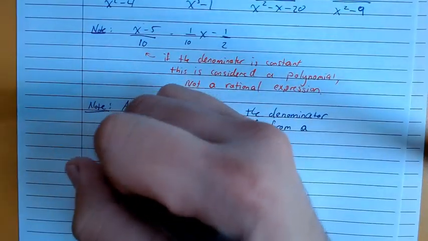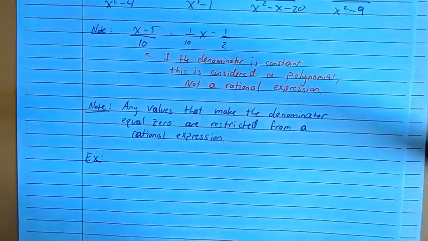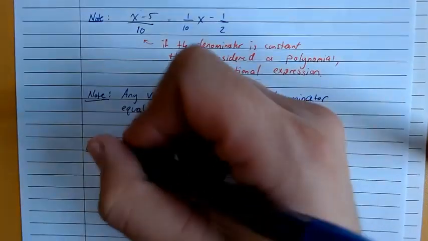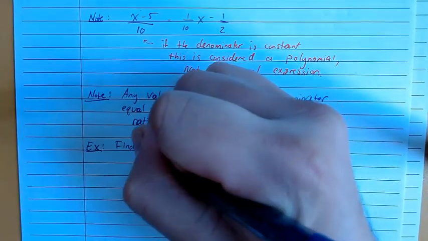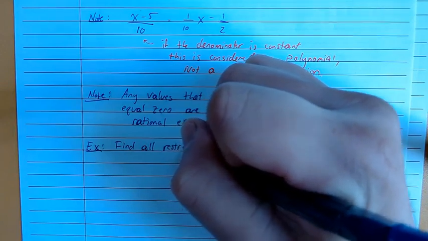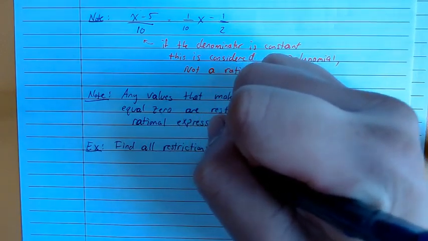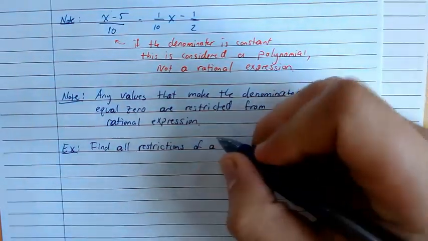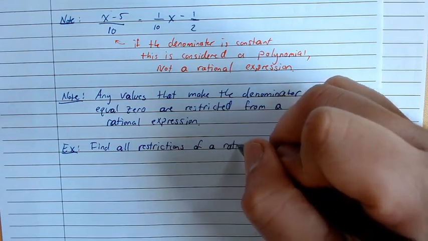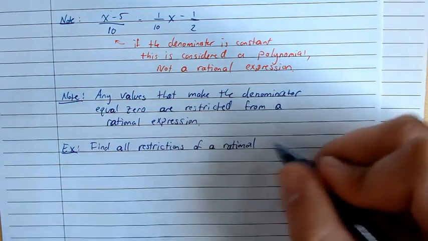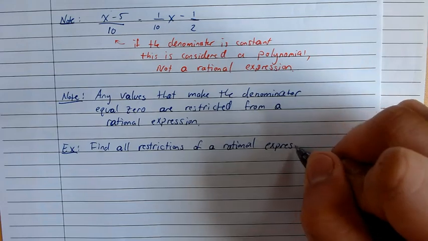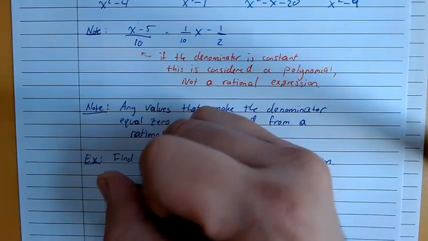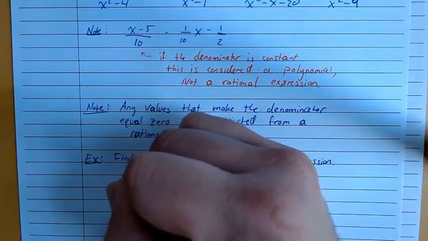So for example, let's go ahead and find all restrictions of a rational expression. All right, and I'm going to go ahead and use this one here, x squared over x squared minus 4.